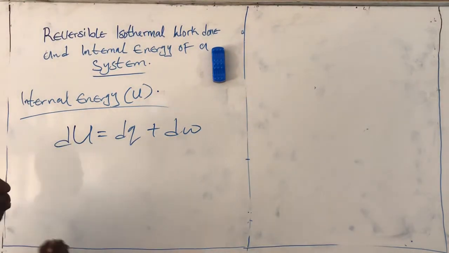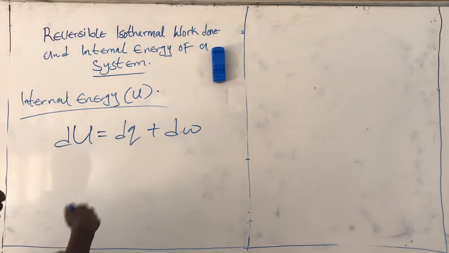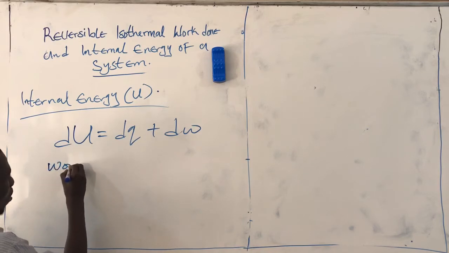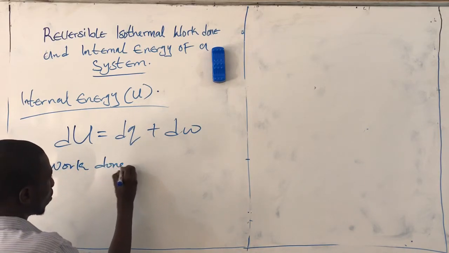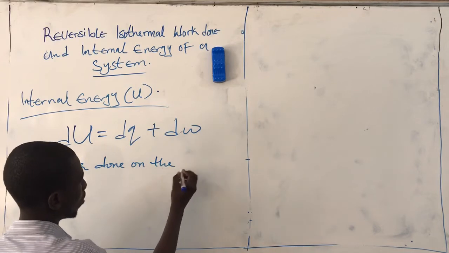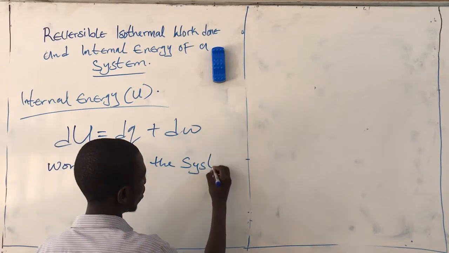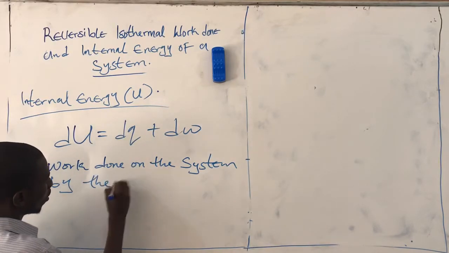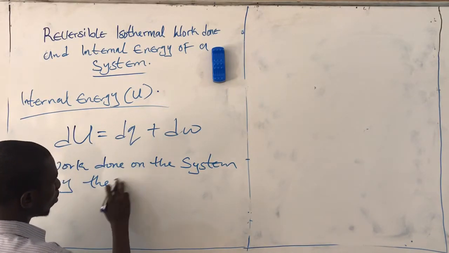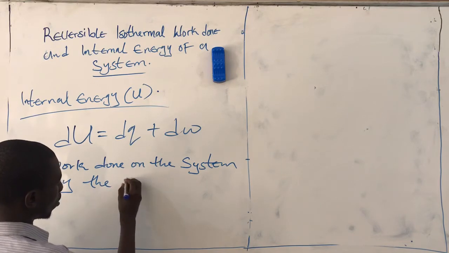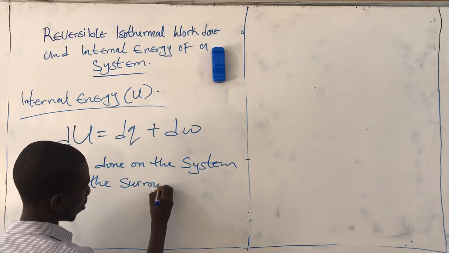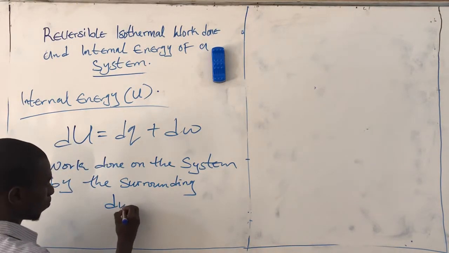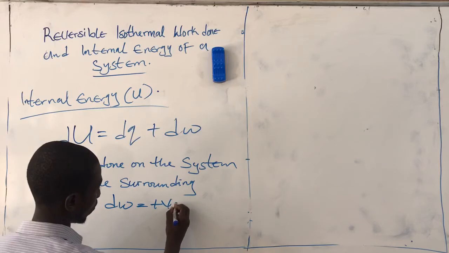Work done on the system by the surrounding means the surrounding is doing work on the system. It used to be positive. Work done on the system by the surrounding. In this case, our work is positive. dW is equal to positive.